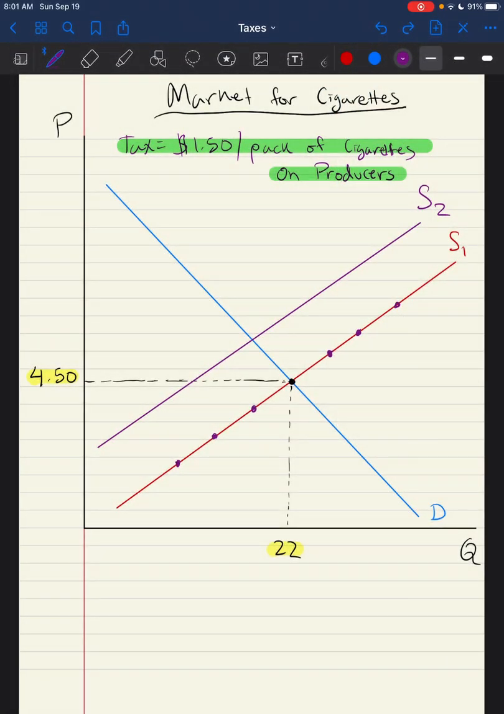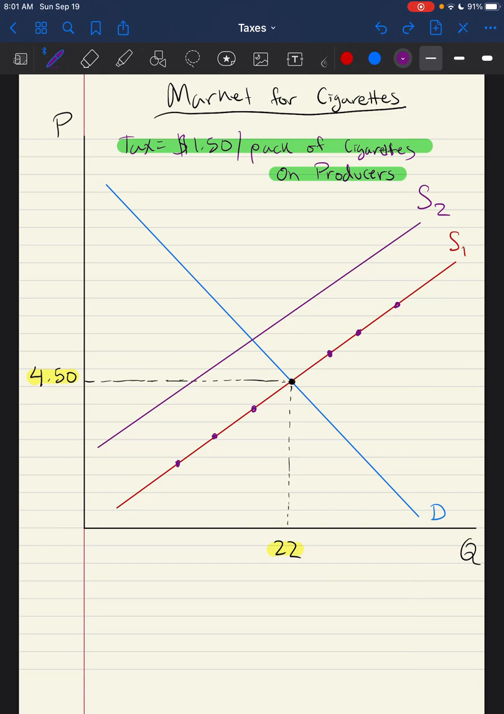Okay, so another form of government intervention that is going to create some sort of inefficiency and disrupt the equilibrium in our market is taxes. We're going to be talking about per unit taxes. Suppose that the government places a per unit tax, $1.50 per pack, on cigarettes, on producers. That's another distinction that we need to make: who is this tax being placed on? It's being placed on producers.